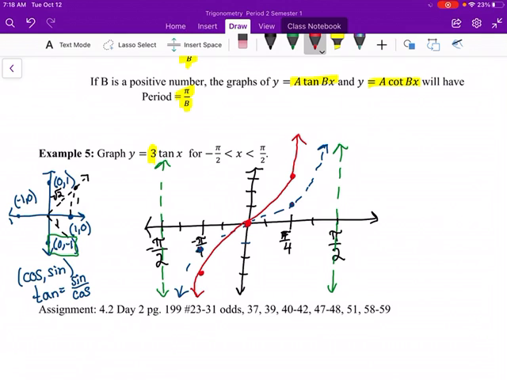So for a tangent and cotangent function, for each period, you should have at least 3 points. 1 in the middle and 1 on each side, just so you get the shape of the graph.